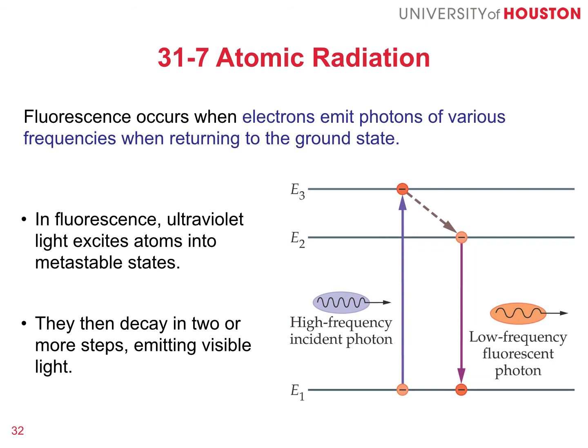Fluorescence occurs when electrons emit photons of various frequency when returning to the ground state. The example we have here is an electron that's been excited from the lowest state, and it goes to the energy level 3 state. It then drops to the second lowest state and finally drops to the lowest state, but there is a time lag in this process as its energy is being reduced.